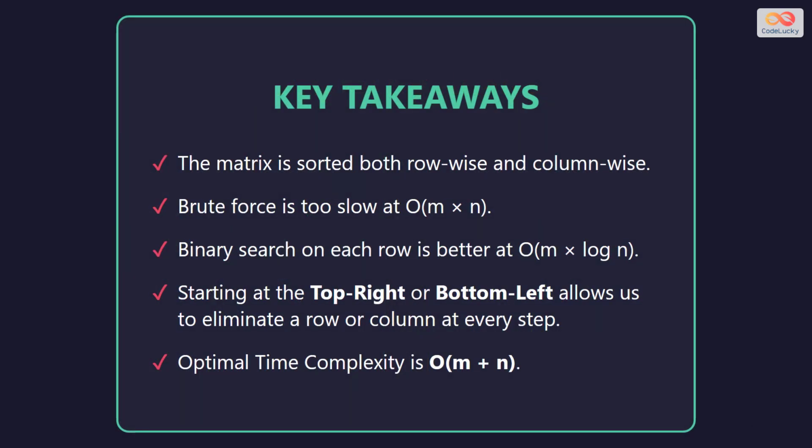To wrap up, remember that treating the matrix as a grid of sorted rows and columns allows us to reduce the search space linearly. By starting at the top right corner, we can systematically eliminate rows or columns at every step, making this much faster than brute force or simple binary search.